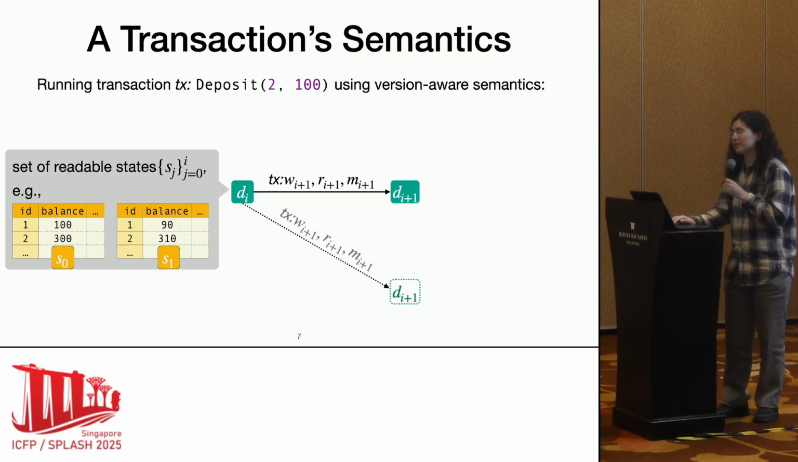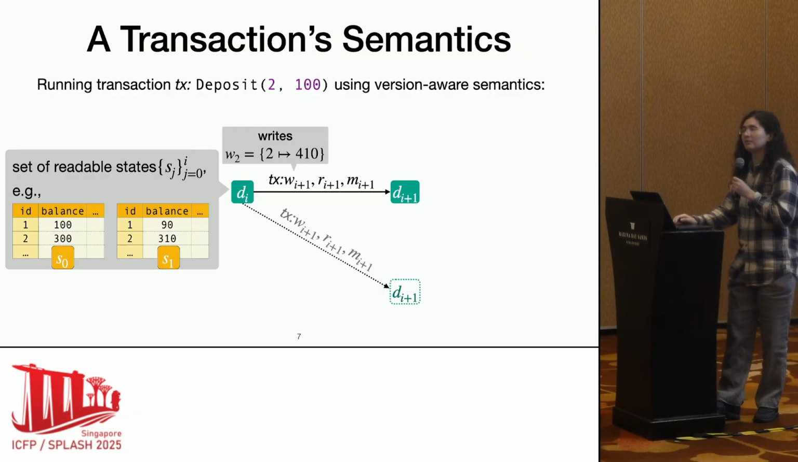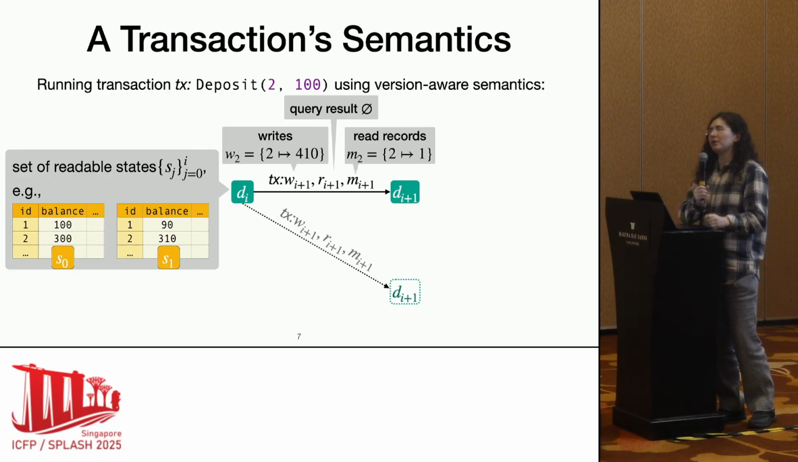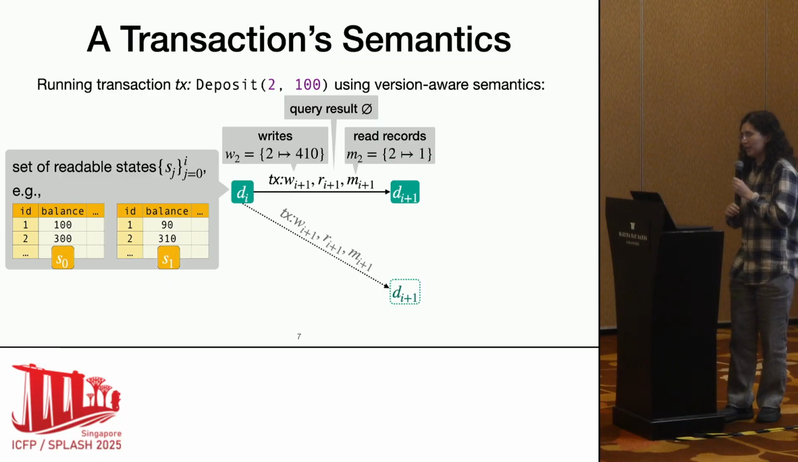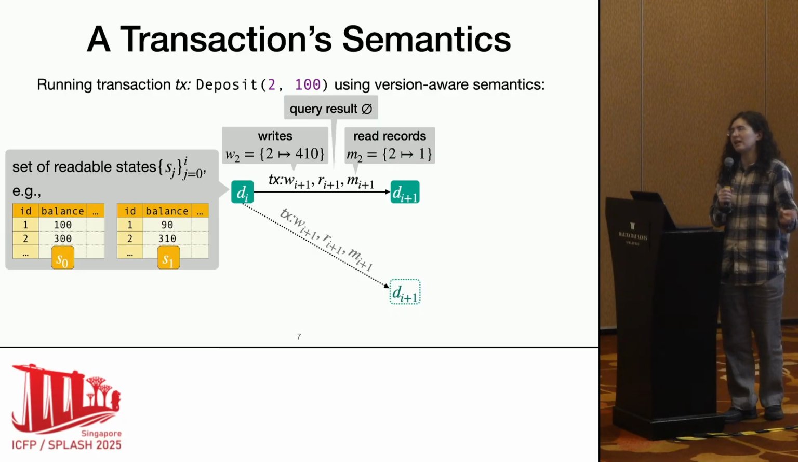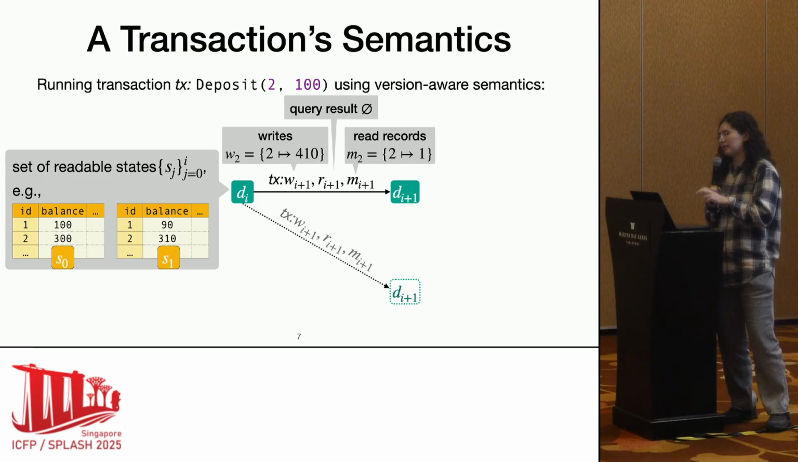Our version-aware semantics also produces the set of writes performed by the transaction, the result of the final query that you would find in the transaction. In this case, there's nothing, and also read records, which keep track of which states were read from for each read. Now, if we run the transaction according to the version-aware semantics with respect to a set of states di, this is going to take us to a new set of database states di plus 1.